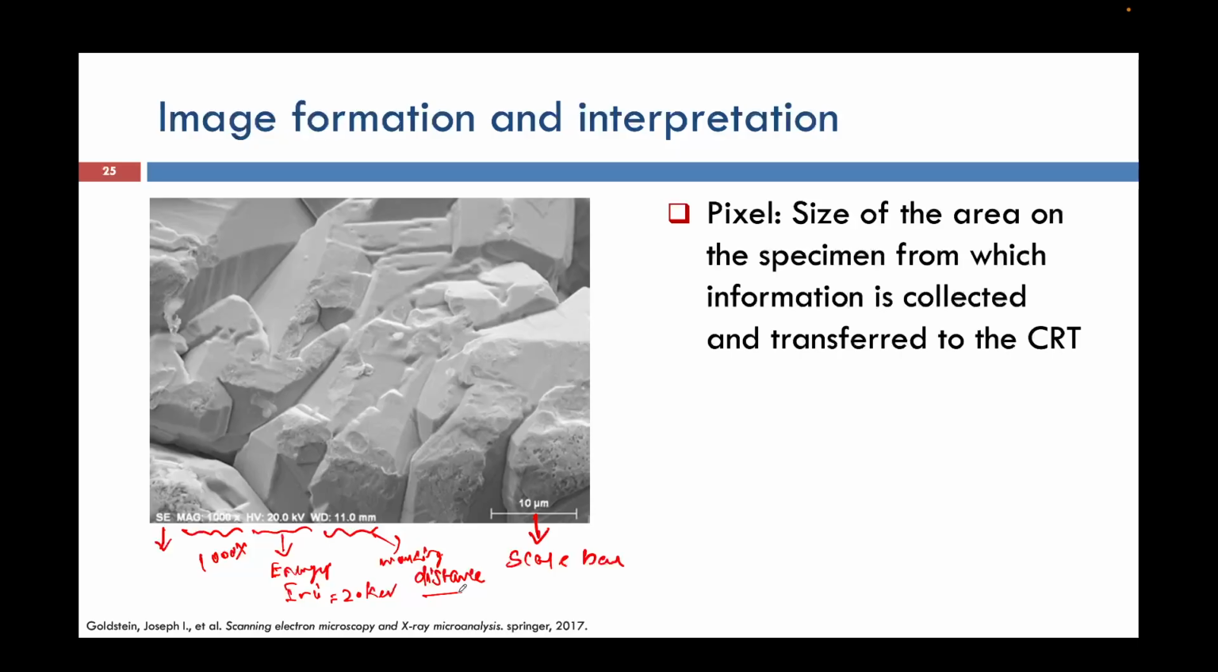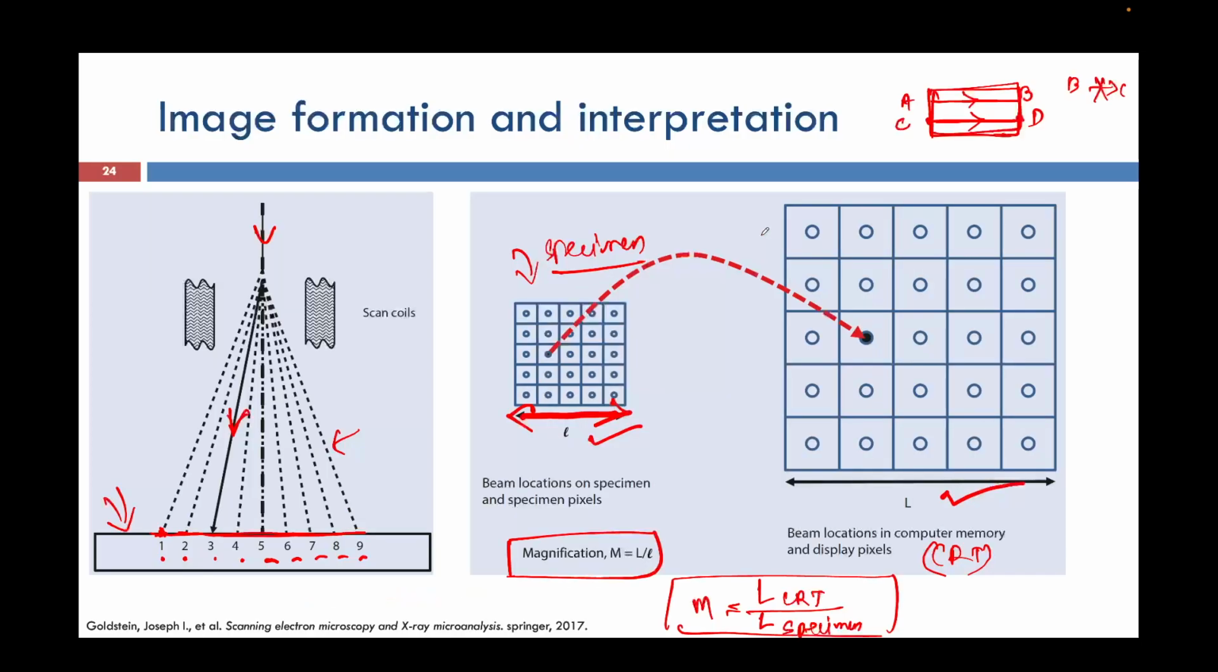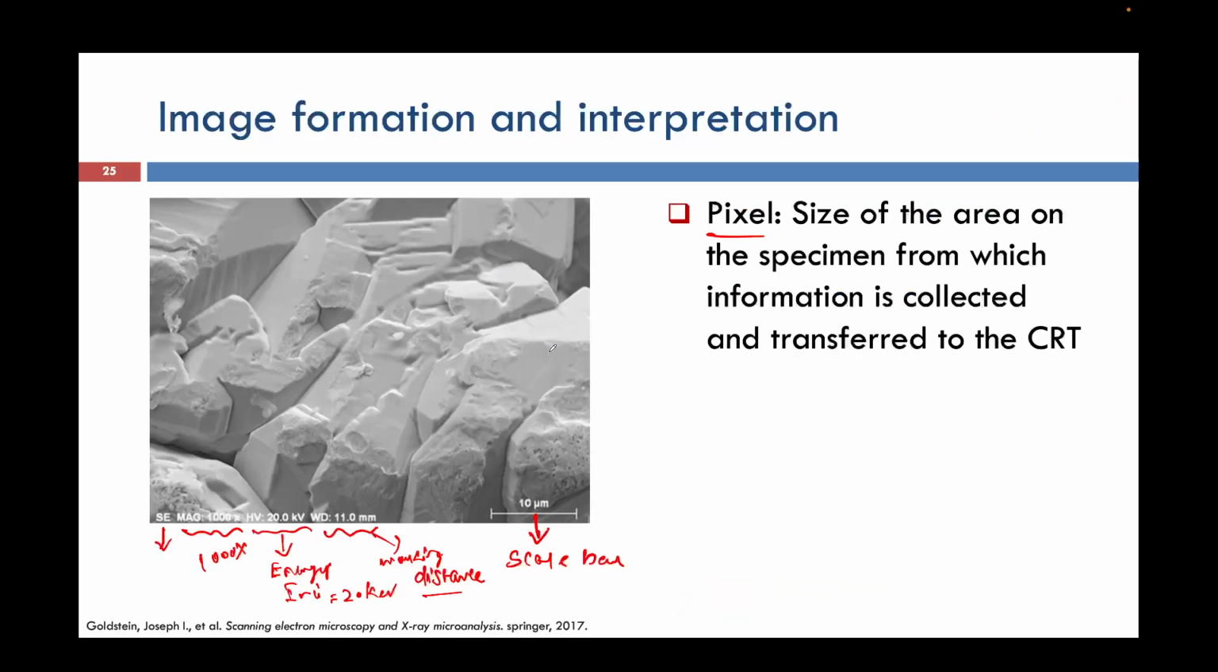And with the magnification there is another term you should remember, which is called pixel. Pixel is nothing but the size of the area on the specimen from which information is collected. Let's consider this one. From this dot, currently, the area from which information is collected, right? That is what is called the pixel, and that information is transferred to the CRT, cathode ray tube.